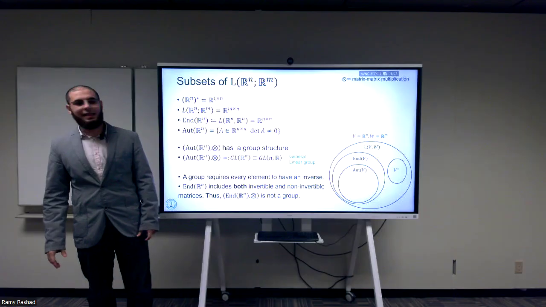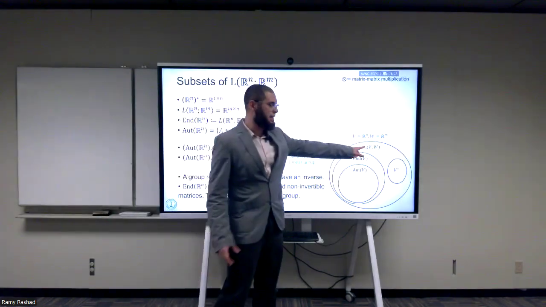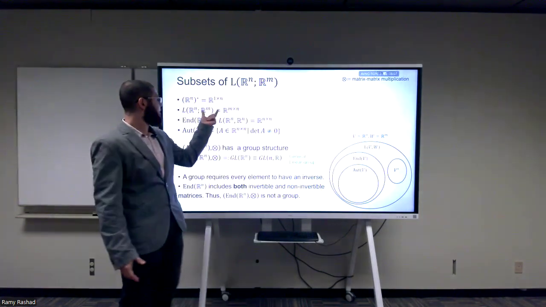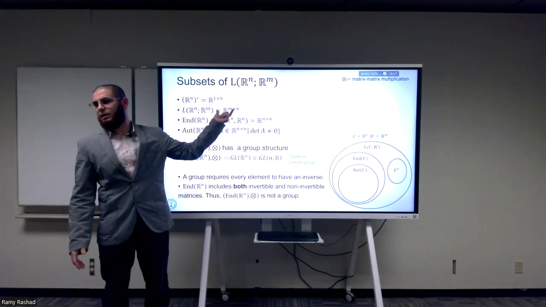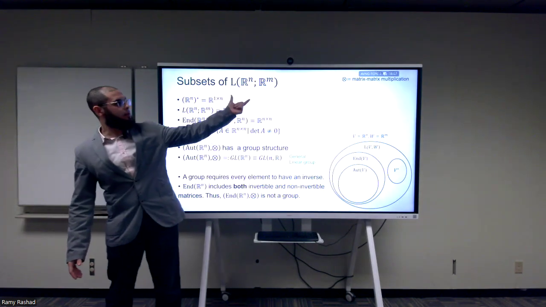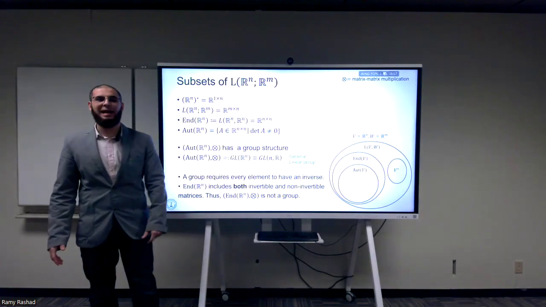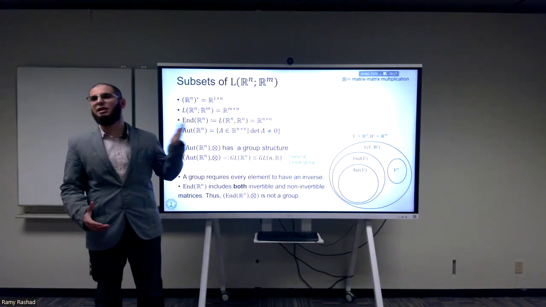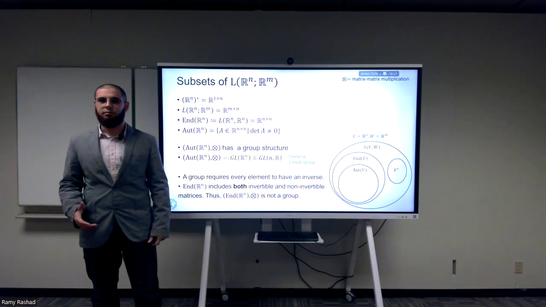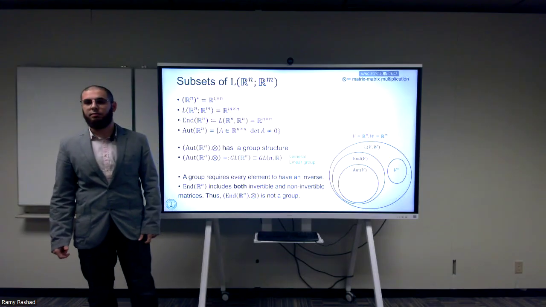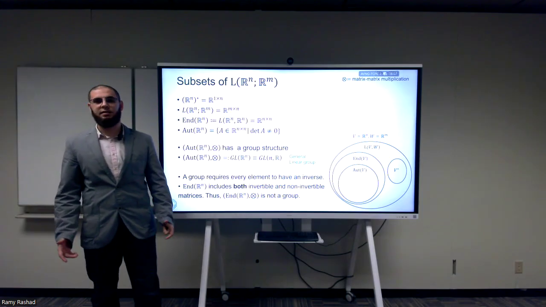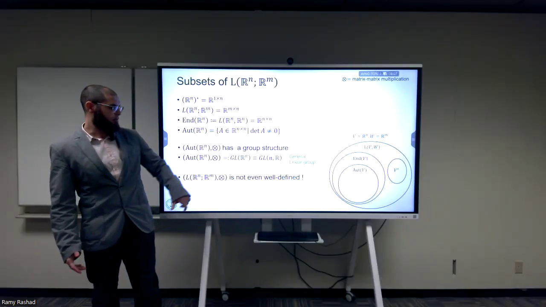If I give you the set of, what was this space in our example here? It was the set of m by n matrices. And if I look at the set of m by n matrices and I give it the matrix multiplication, what can I say about that? It does not even exist. It's not even well defined. Why is that?